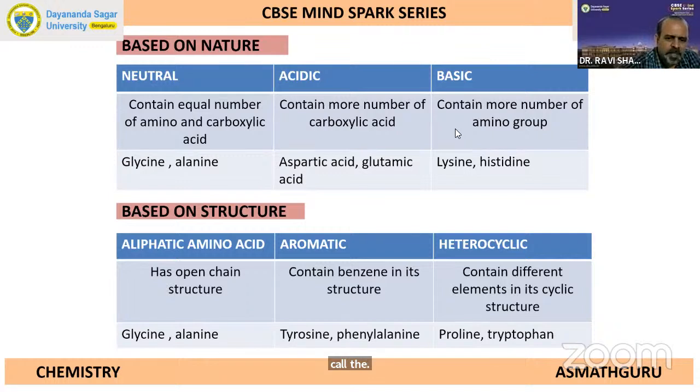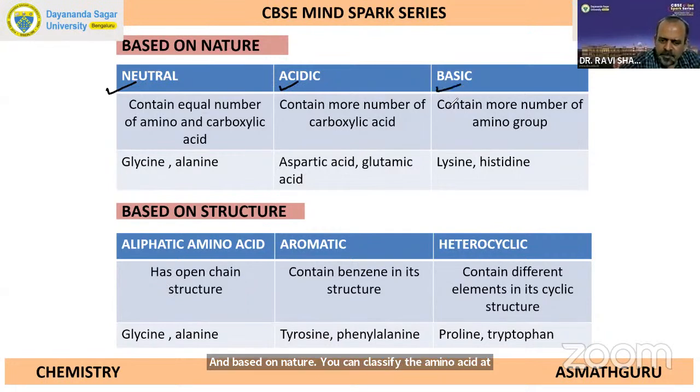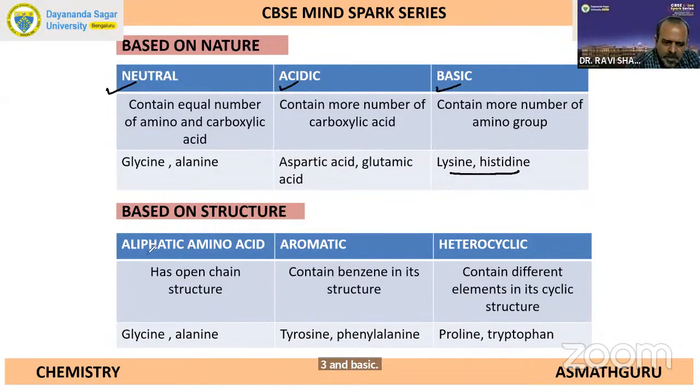And based on nature, you can classify the amino acids as neutral, acidic, and basic. Basic means they have more NH2 groups. Based on structure, we can call them aliphatic, aromatic, and heterocyclic. Aromatic means they have a benzene ring. Heterocyclic means they have a different element in the ring.